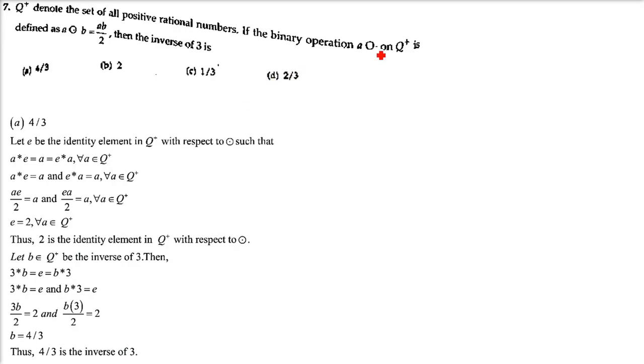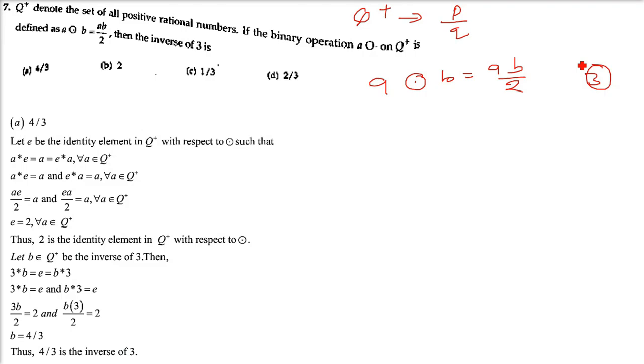Now seventh one, Q plus. This is denoting the set of all positive rational numbers. There will be no negative P by Q form. If the binary operation A O, on Q plus, is defined as A operation B is equal to AB by 2, then we have to find out the inverse of 3.